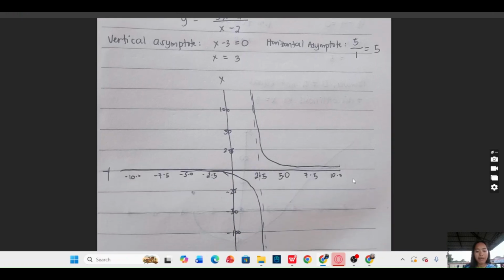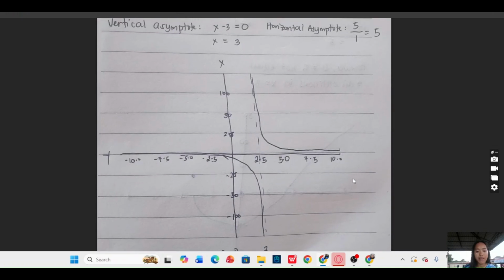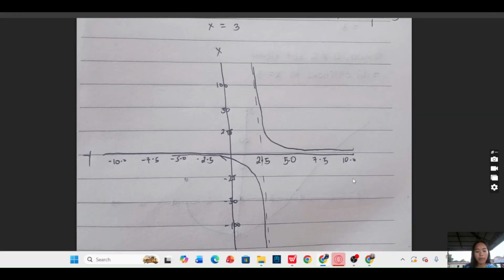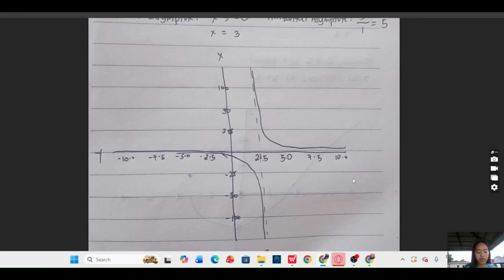So this is the graph of the function. Yes, that is the graph. As we can see in the illustration, the graph approaches the vertical asymptote x is equal to 3, but never touches it. The graph also approaches the horizontal asymptote y is equal to 5.